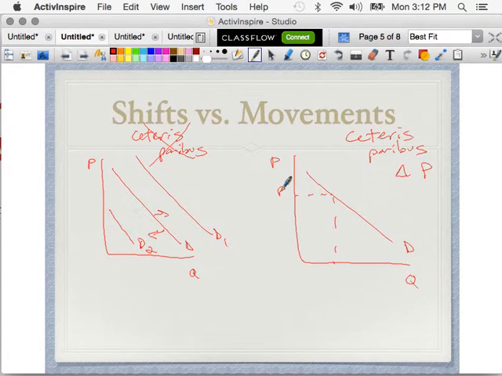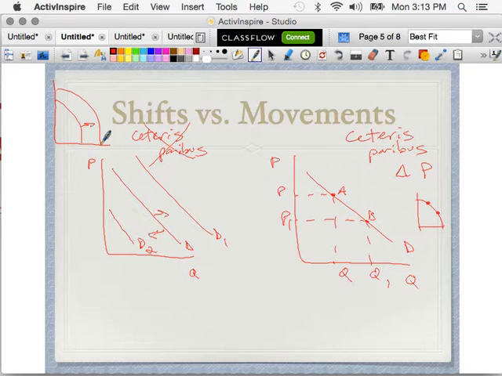And if you change the price from P to P1, the quantity demanded goes from Q to Q1. There's a movement from point A to point B. All you did was change the price. So a movement is like this, from here to here. A shift means something else changed, and you have a whole new graph you're working with.